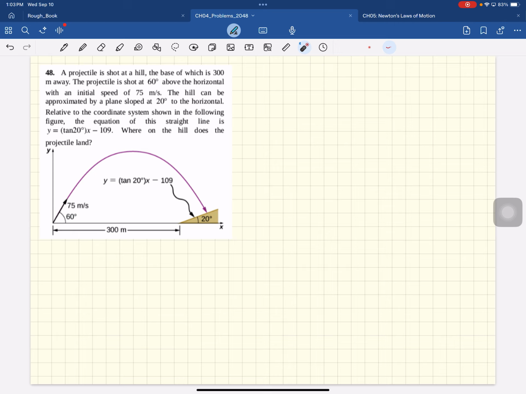Okay, so there is the equation of this straight line. y equal to mx plus b. This would be the y-intercept. So if you extended it there, the y-intercept is at minus 109 meters. Okay, so let's write down that equation.